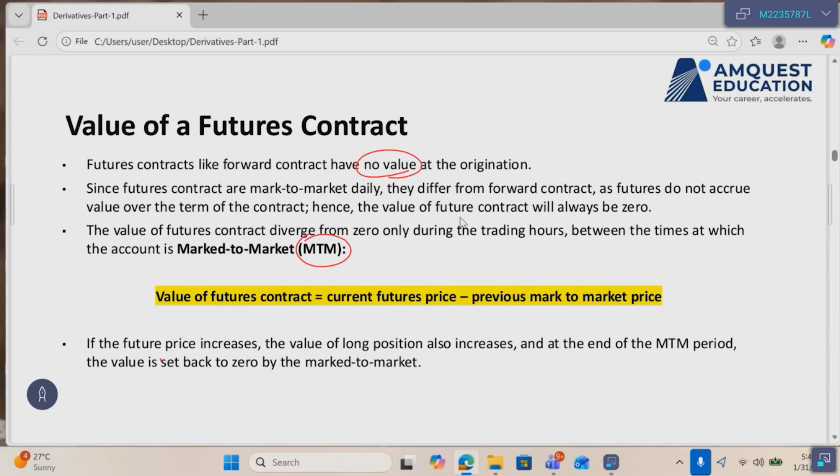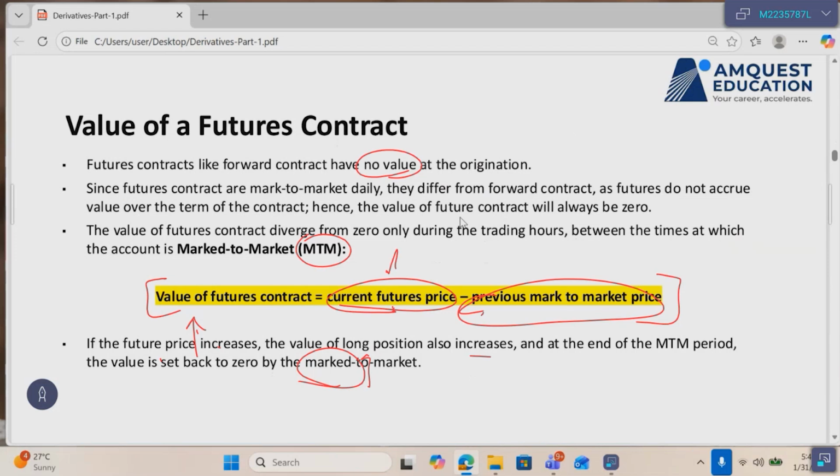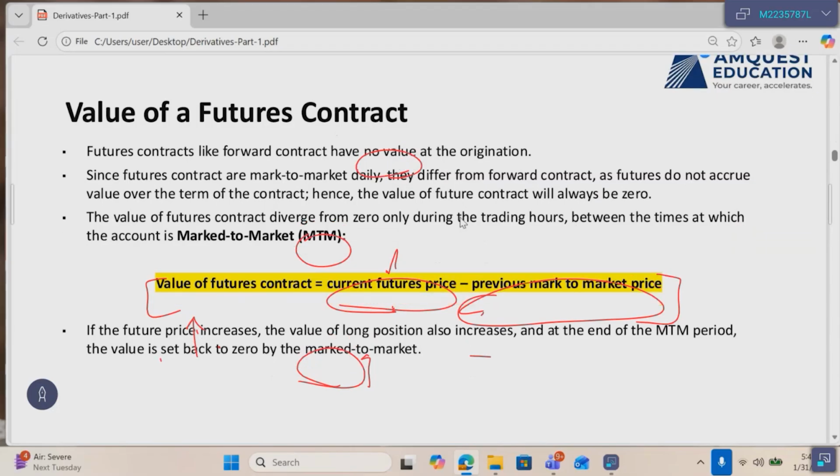If the futures price increases, the value of long increases. Obviously, we know that. So if the futures price goes up, the value goes up, and my mark to market will also go up. If the futures price decreases, then long will suffer and short will benefit. So please learn the valuation well, because in valuation I'm applying the current futures price minus the previous price. Any questions? A futures contract is more valuable based on the amount of time left and the uncertainty because of which the value may go up.